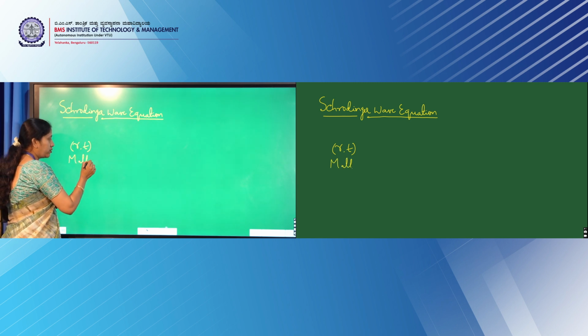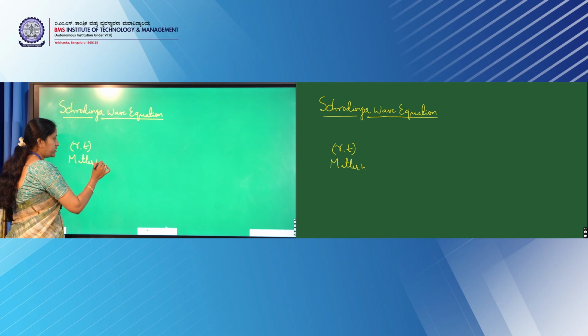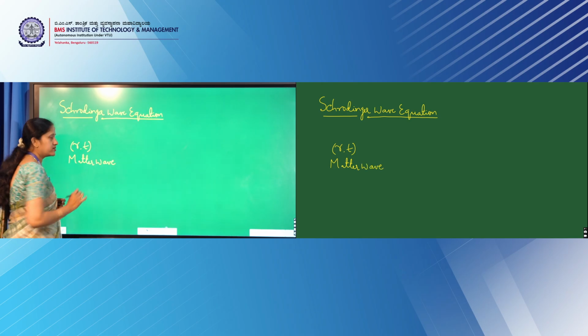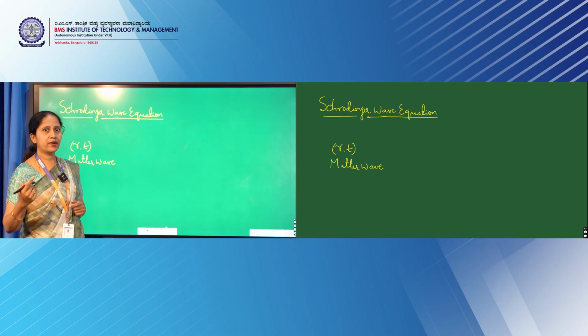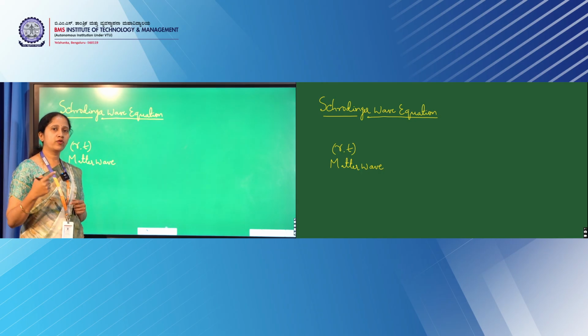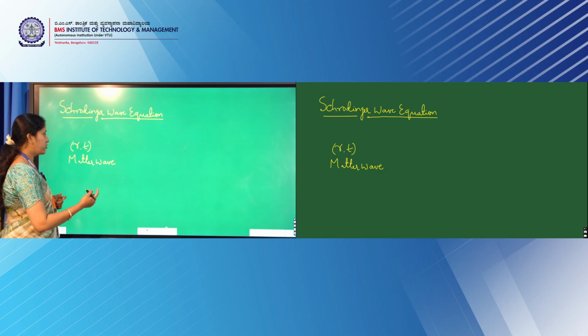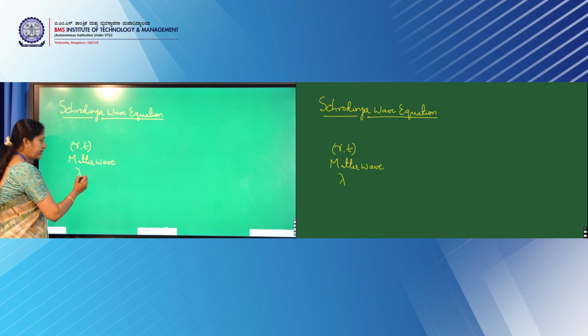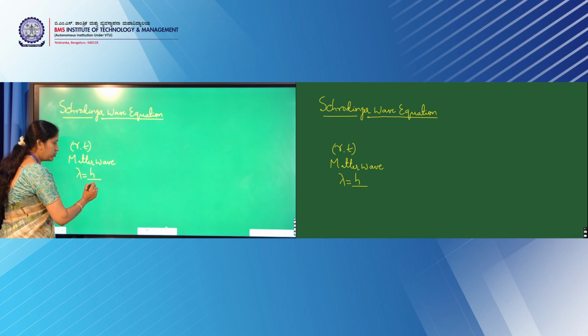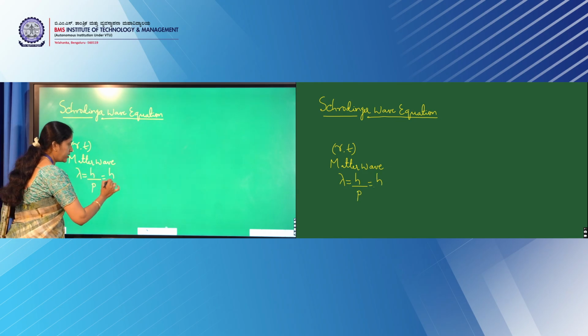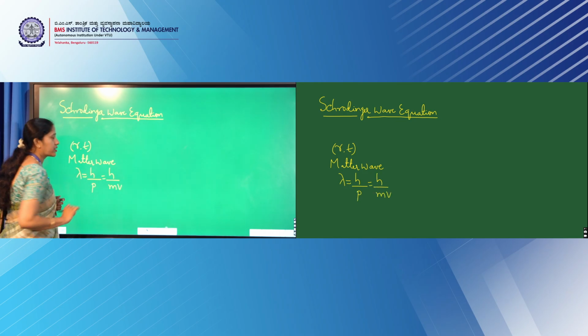As we all know, the significance of matter wave is the wave associated with a particle or particle associated with a wave. And according to de Broglie, the wavelength of the matter wave can be calculated as lambda is equal to h by p or lambda is h by mv.